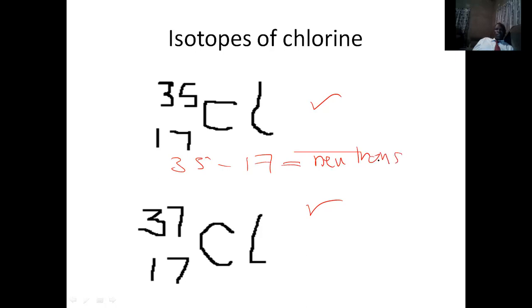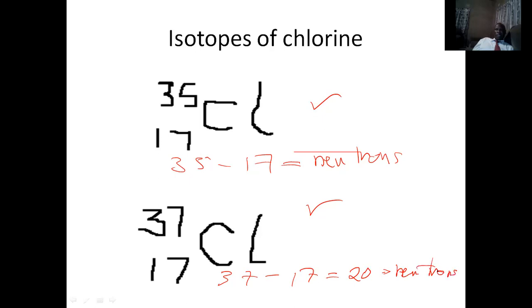It will give us the number of neutrons. That is the atomic mass minus the proton number. Similarly, even here, 37 minus 17, which is 20, is going to give us the number of neutrons.